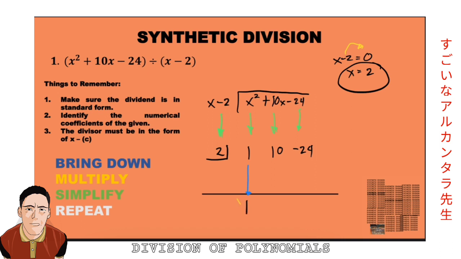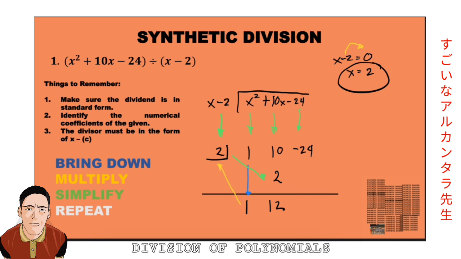Then we multiply 1 to 2. So 1 times 2, the answer will be written here. Okay, 1 times 2 is 2. Now, I put the word simplify because you're going to do whatever operation is asked of you. Since they're both positive, we add them. 10 plus 2, the answer is 12.